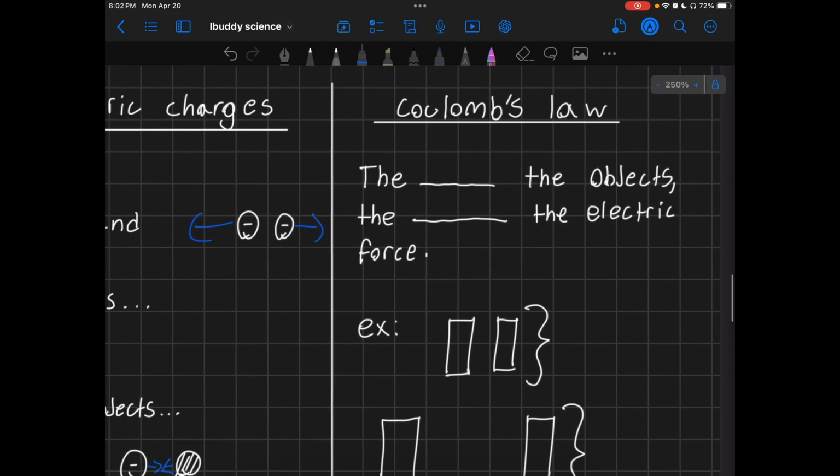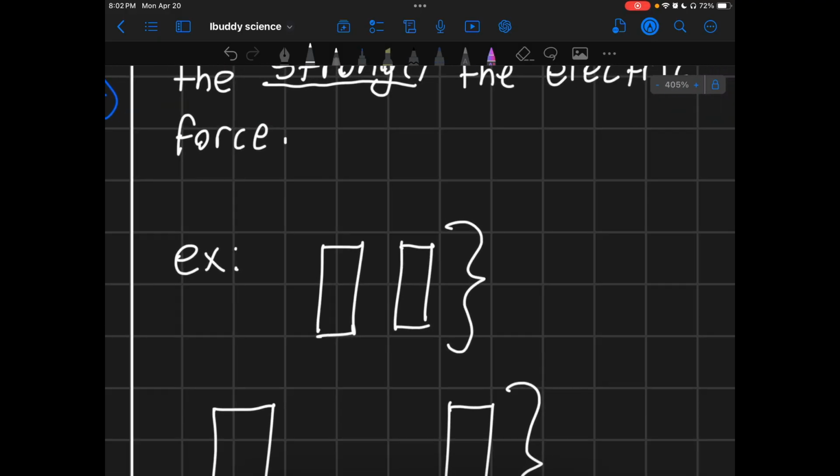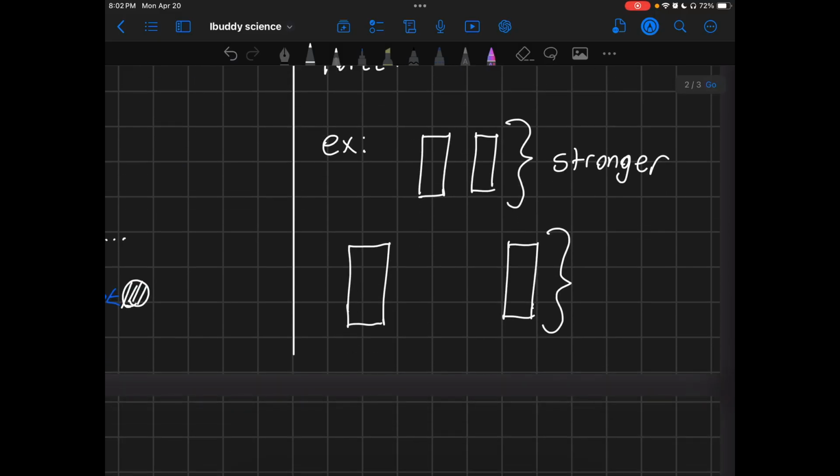And lastly, we have Coulomb's law. Coulomb's law states that the closer the objects, the stronger the electric force. As we can see here, these two objects are much closer together, so their electric force would be stronger, while these objects which are farther apart have a weaker electric force.